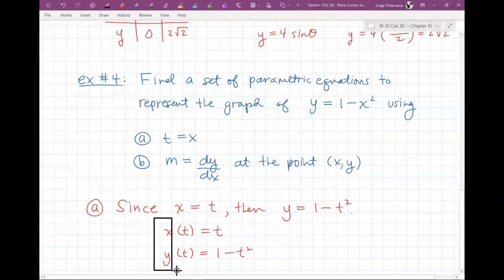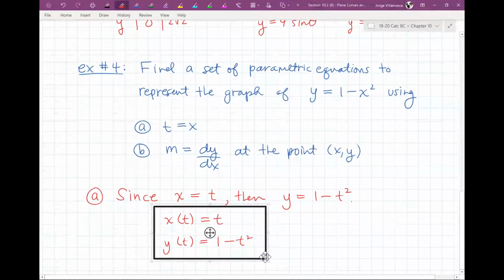This is the easiest way to represent parametric functions, and it's not wrong if you do this. If they ever say, can you represent x squared plus y squared equals 1 as a parametric function, you could say, sure, let x equal t. Then t squared plus y squared equals 1, and you solve for y, and you've got it. You can do that. There's nothing wrong with that.